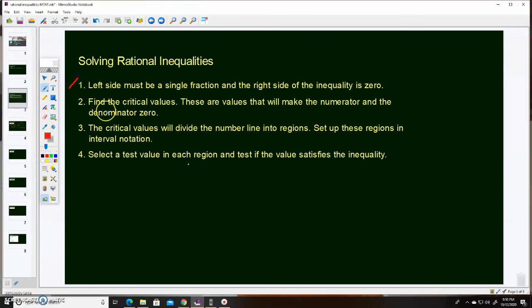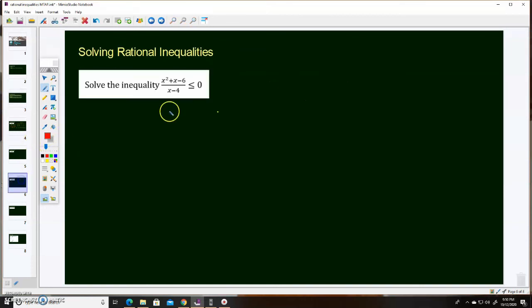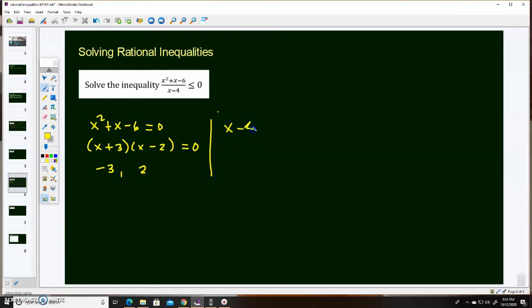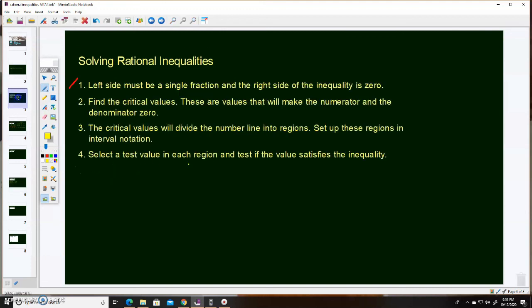Just mark it, check. The next step is to find the critical values, the values that will make the numerator and the denominator 0. The numerator is a quadratic, so let's solve for the values that make it 0 by simple factoring. You have plus 3 and minus 2, so you have two critical values: negative 3 and positive 2. For the denominator, x minus 4, the value that makes it 0 is x equal to 4. So we have x equal to negative 3, 2, and 4. We have 3 critical values this time, so the second step is good.